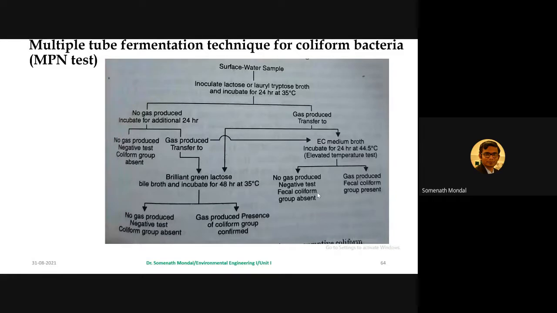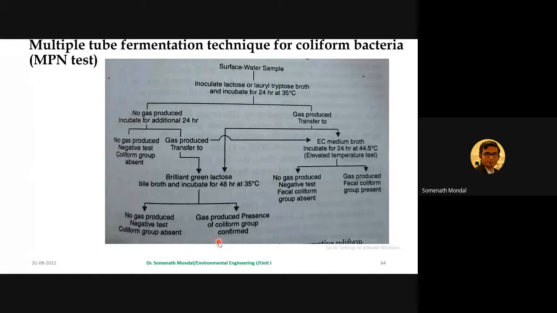If we get gas produced after an additional 24 hours, then we take those samples, add the brilliant green lactose bile broth, and incubate for 48 hours at 35 degrees centigrade. Then again there are two different possibilities. One, no gas produced, which is again considered a negative test for the coliform group, so there is no coliform group present in that sample. If gas is produced, the presence of the coliform group is confirmed, since we are now doing the confirmatory test, and that is what is mentioned over here. So this is gas produced, presence of the coliform group.